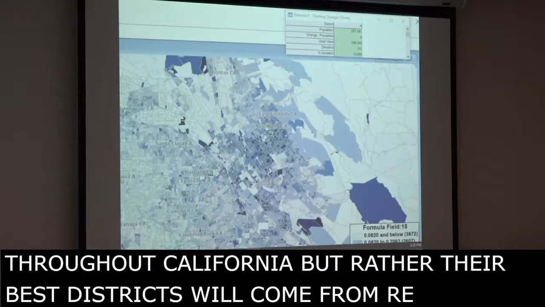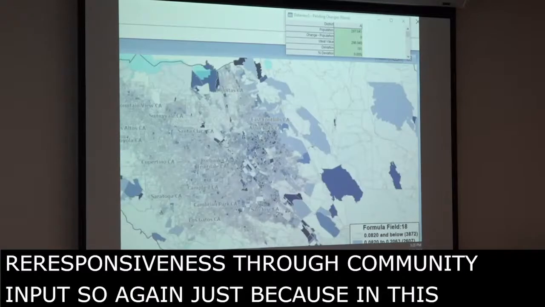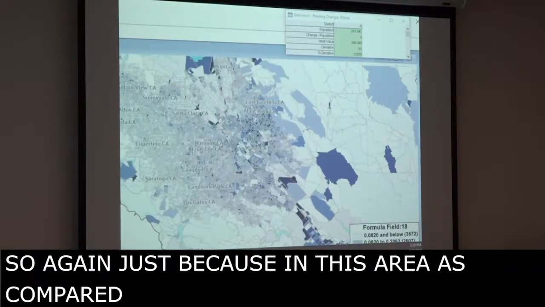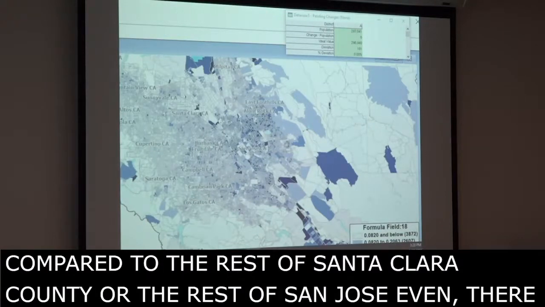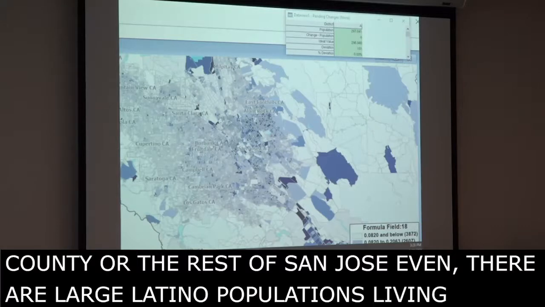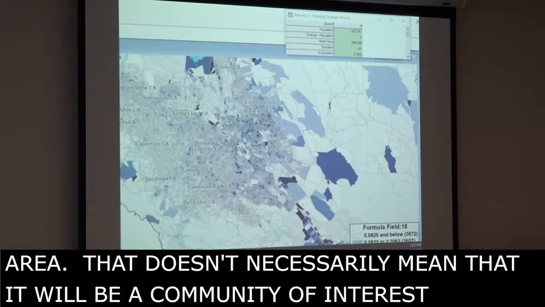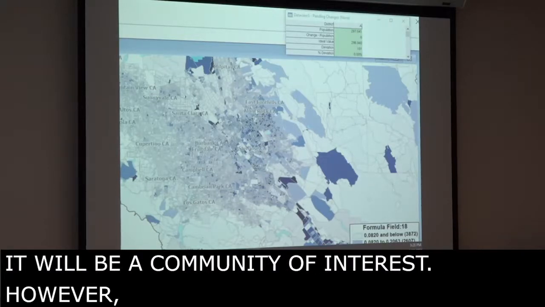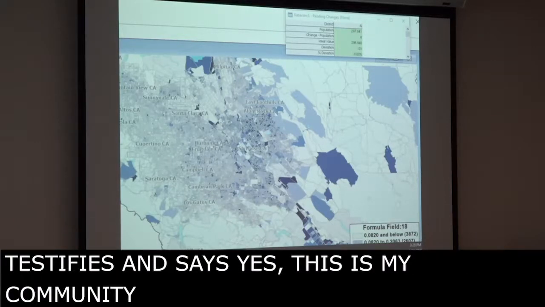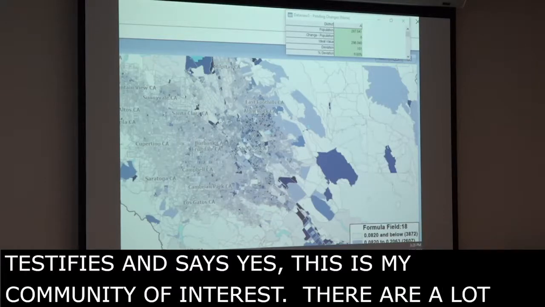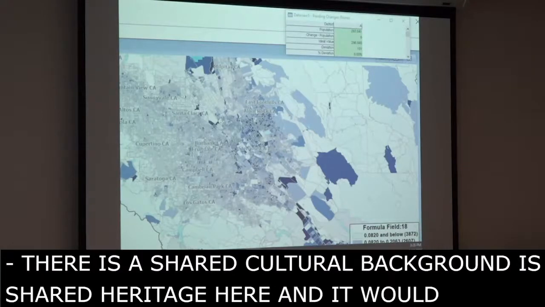So again, just because in this area, as compared to the rest of Santa Clara County or the rest of the city of San Jose even, there are large Latino populations living in this area, that doesn't necessarily mean that it will be a community of interest. However, if a community member comes and testifies and says, yes, this is my community of interest, there's a shared cultural background, there's shared heritage here, then it would definitely be considered a community of interest.